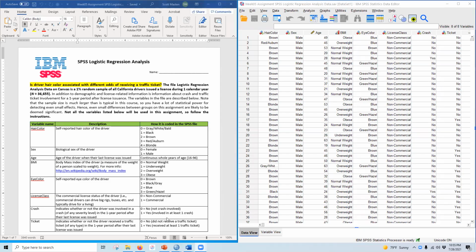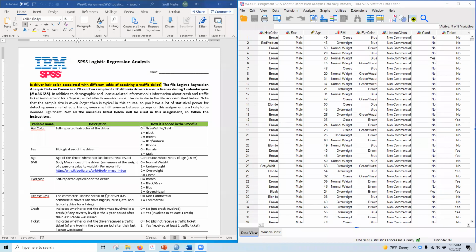All right, let's take a look at this week's logistic regression analysis assignment. It seemed to work really well with ARIMA, so we're talking about it a little bit early. Your job here was to determine whether driver hair color is associated with different odds of receiving a traffic ticket. I gave you a file that's a 1% random sample of all California drivers who were issued a license during a 1 calendar year period.